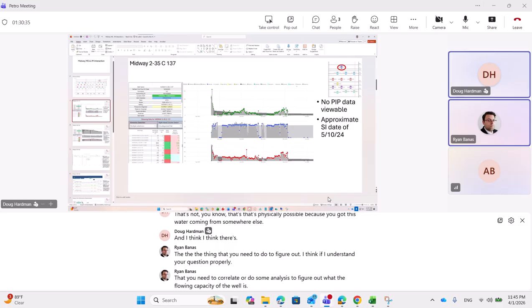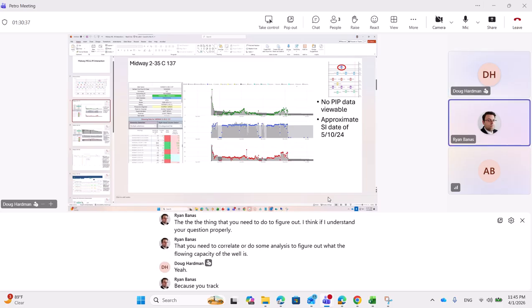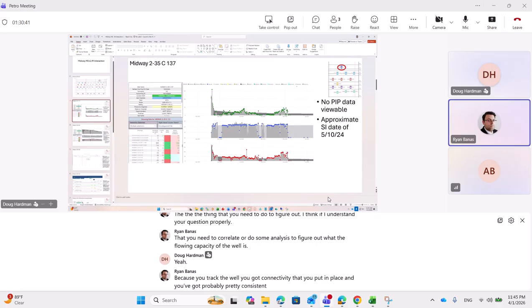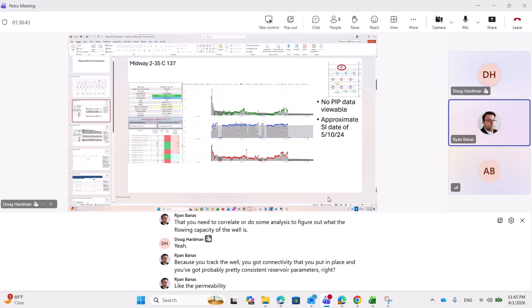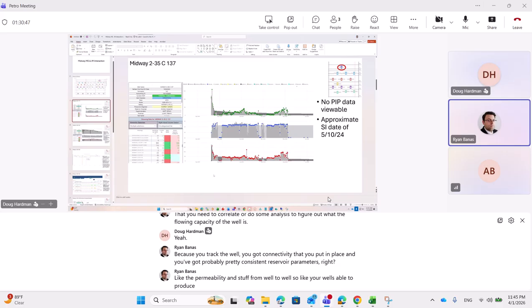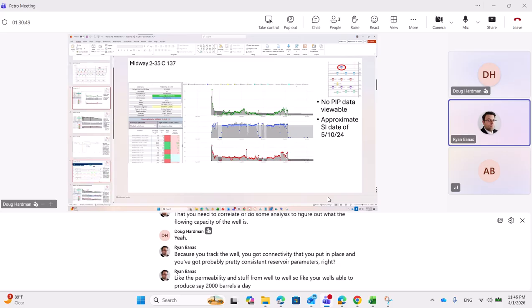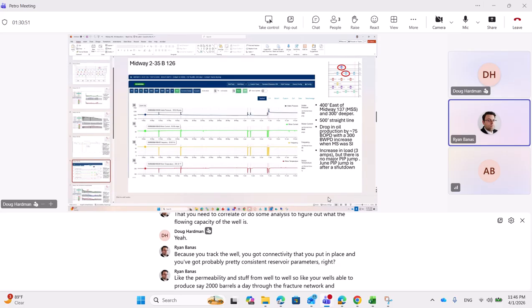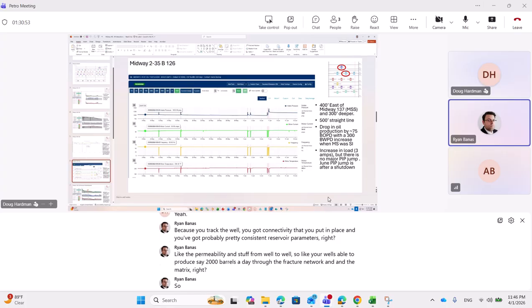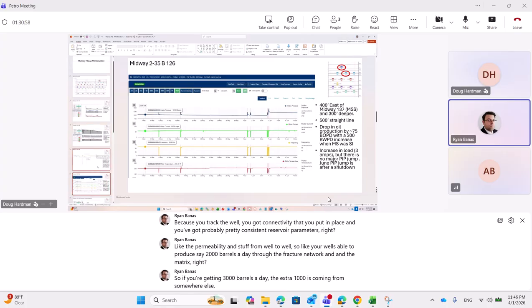Because you fracked the well, you've got connectivity in place, and probably pretty consistent reservoir parameters, like the permeability, from well to well. So your well is able to produce, say, 2,000 barrels a day through the fracture network and the matrix. If you're getting 3,000 barrels a day, the extra 1,000 is coming from somewhere else.